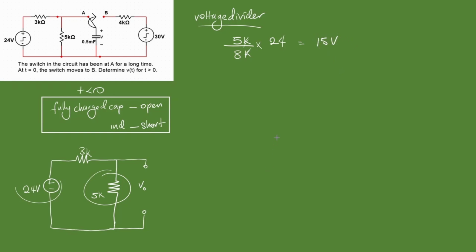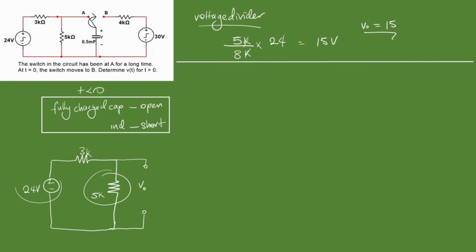So very simply, we've shown that V0, the initial voltage in our circuit, is 15 volts. That means we're through with t less than 0. We're through analyzing for t less than 0. The next thing we're going to do is step up to t greater than 0, once our switch moves to B. Okay, so our switch is at B.